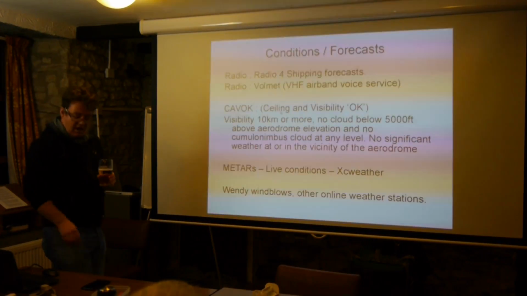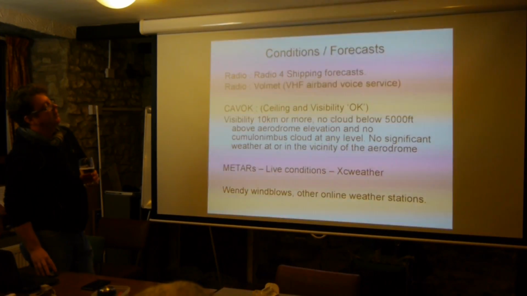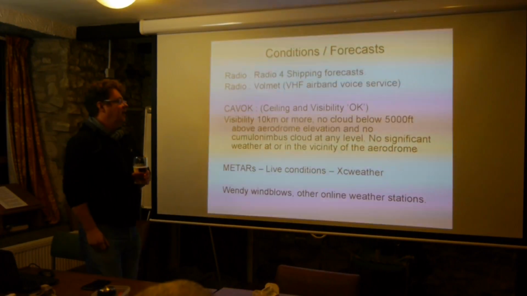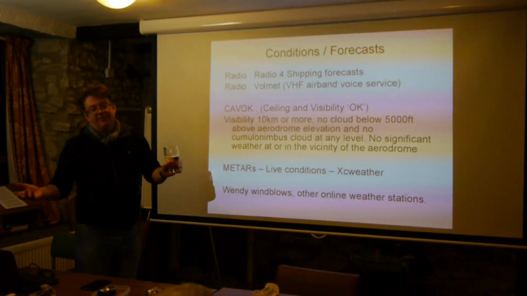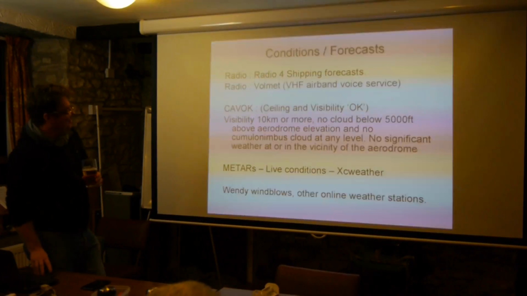And the conditions that it describes are basically that the visibility is 10k or more, there is no cloud below 5,000 feet above the aerodrome elevation, and there are no cumulonimbus clouds at any level. There's no significant weather at or in the vicinity of the aerodrome. Why you might need to know that, I can't imagine, but you should know broadly what CAVOK means.